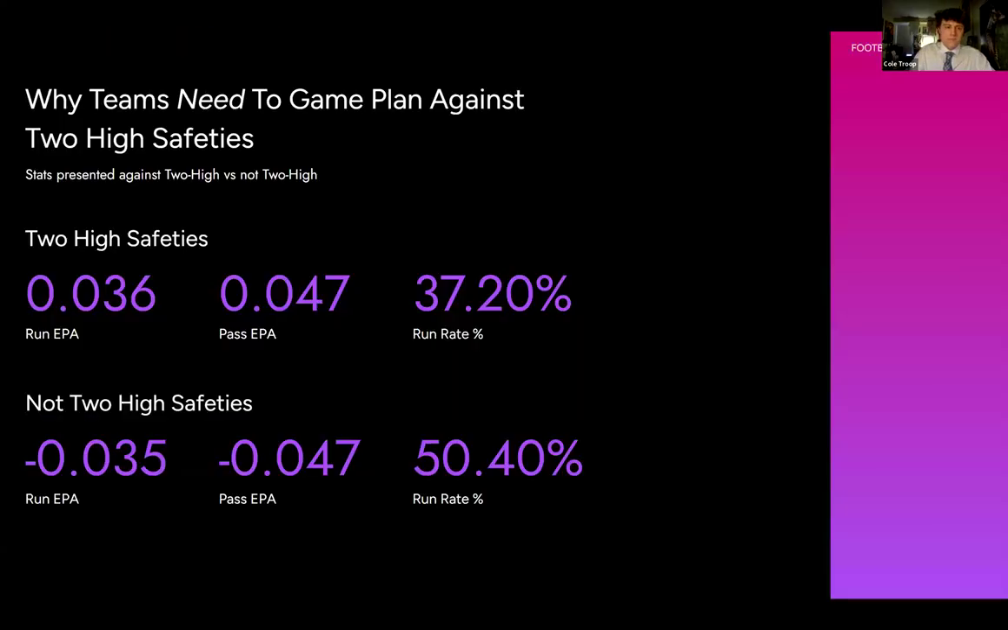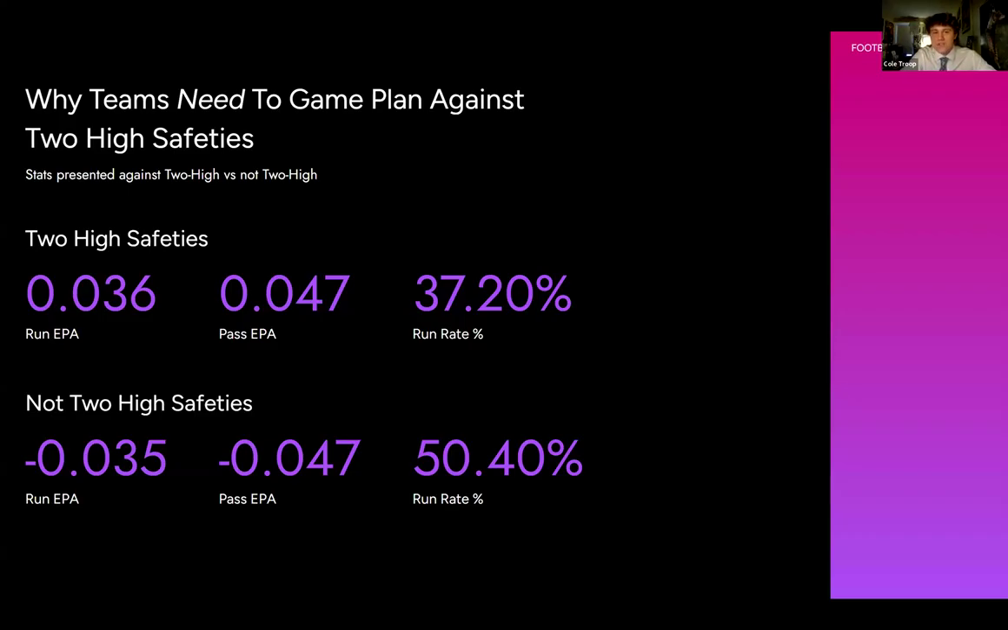So we have these introductory stats here: two high safety and not two high safety, like EPA's, league-wide averages. And just based off of this graphic, it's easy to draw a conclusion here that maybe two high safeties aren't as efficient as the league thinks, but that's not the correct interpretation of this data.